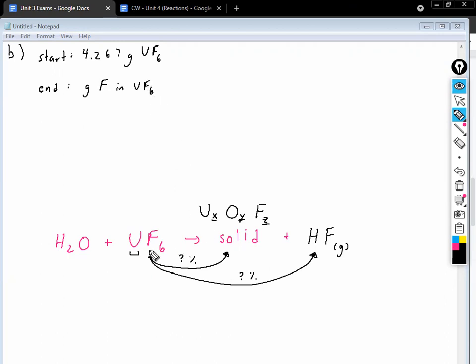Okay, so let me repeat that. We don't care about uranium because the question is only asking, where did the fluorine go? How much went to the solid? How much went to the gas? So it doesn't matter how much uranium is inside of UF6.